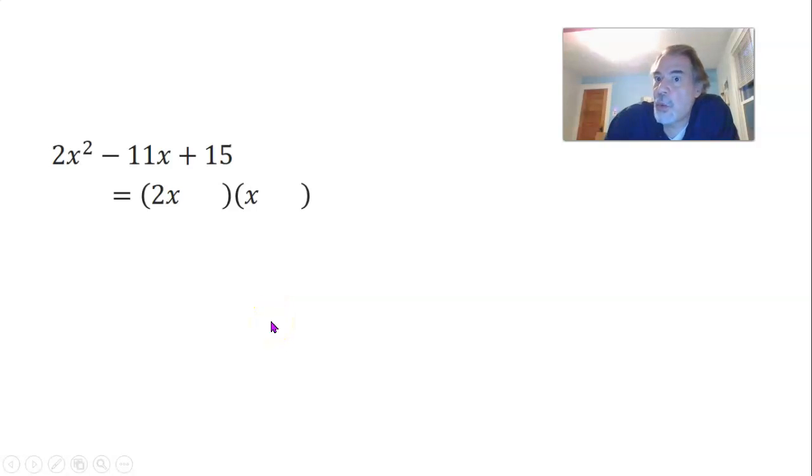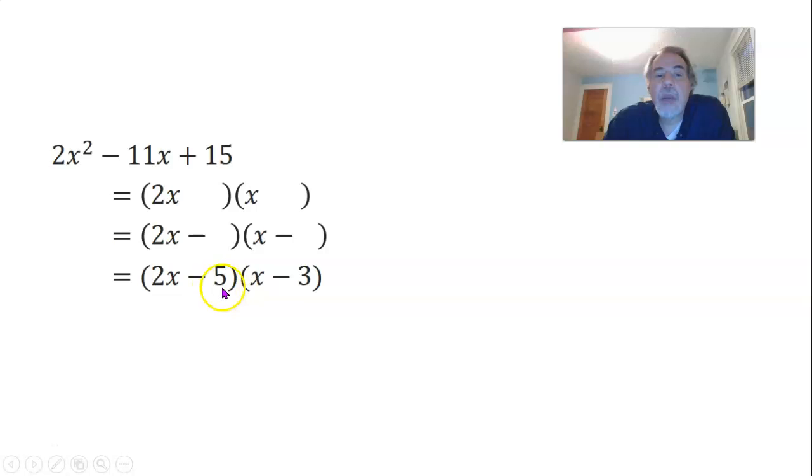It turns out that what works, we might have to try a few things, but the one that works is, they're both minus, and we put a 5 on the inside and a 3 on the outside, so it's 2x squared minus 6x minus 5x, there's your minus 11x, plus 15.